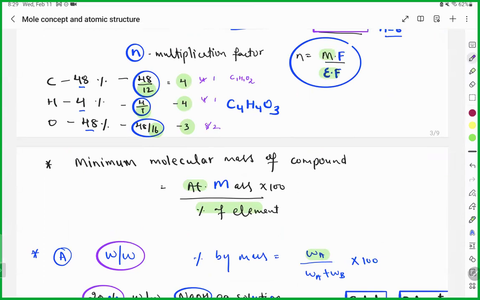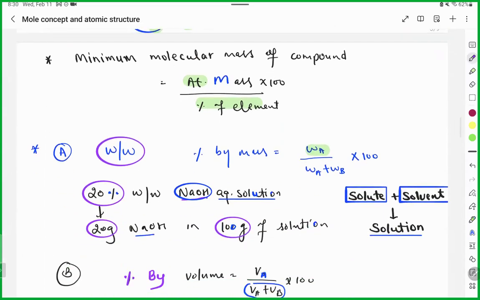So next is, what is the minimum molecular mass of a compound? Atomic mass divided by percentage of element. It is the reverse.